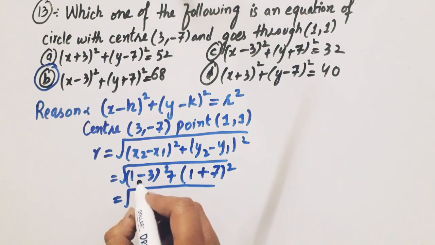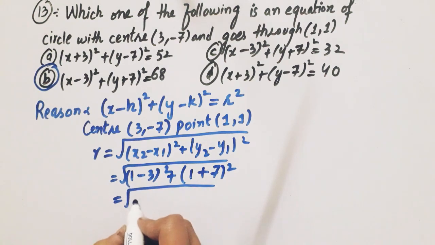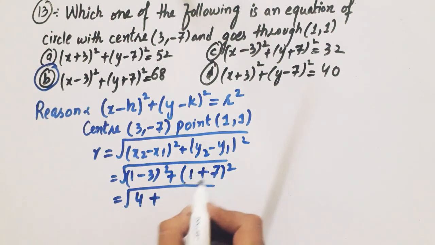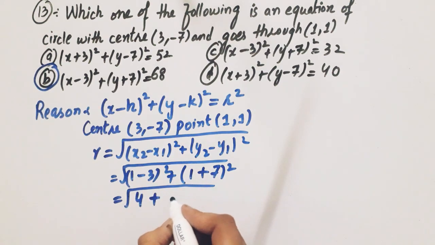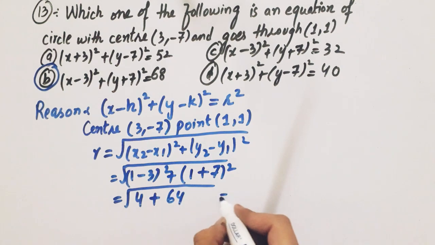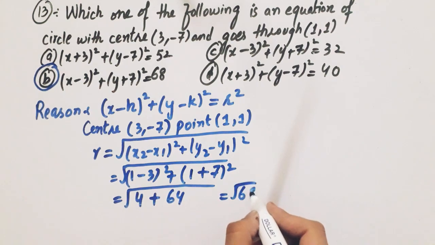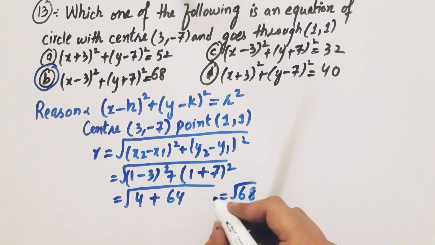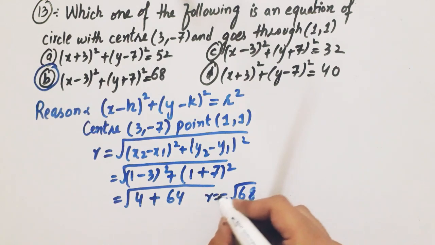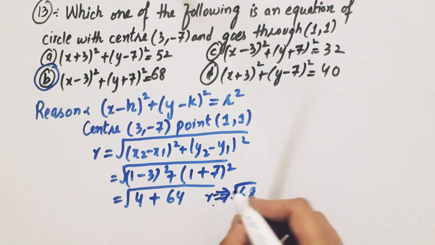So this will be equal to the square root of (1 minus 3) whole square, which is 2 square, that is 4, plus 7 plus 1 is 8, 8 square is 64. So this is equal to the square root of 68. This is the value of r. So r is equal to the square root of 68.